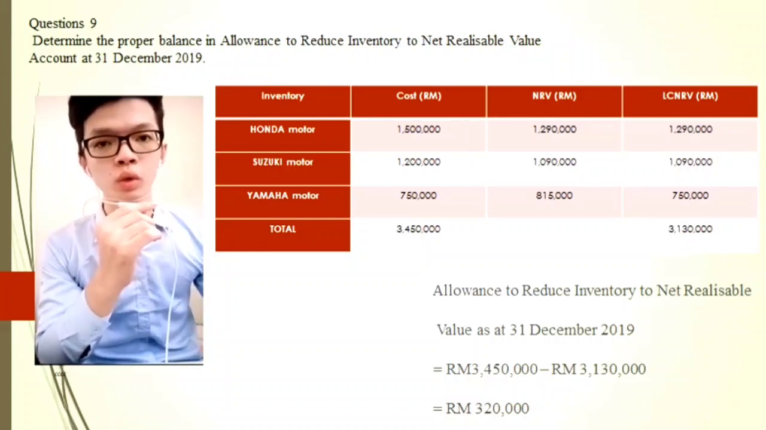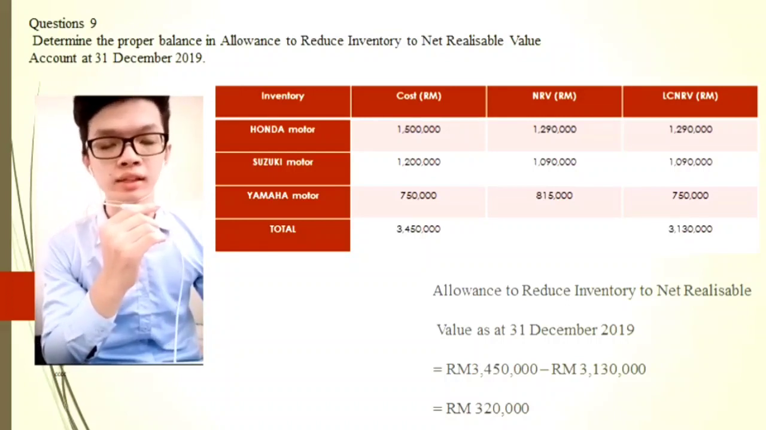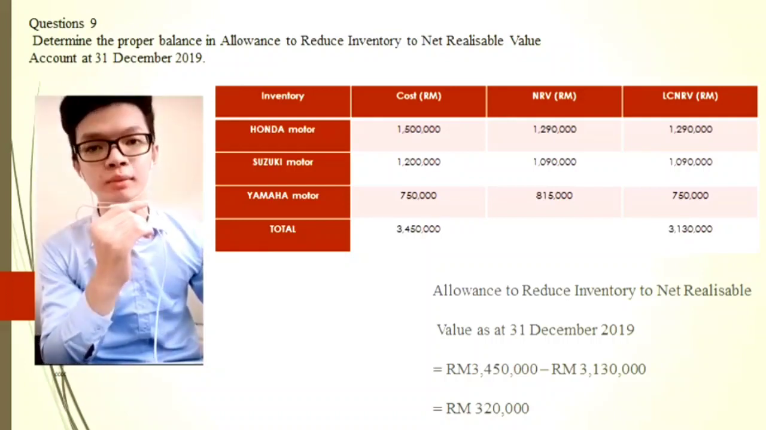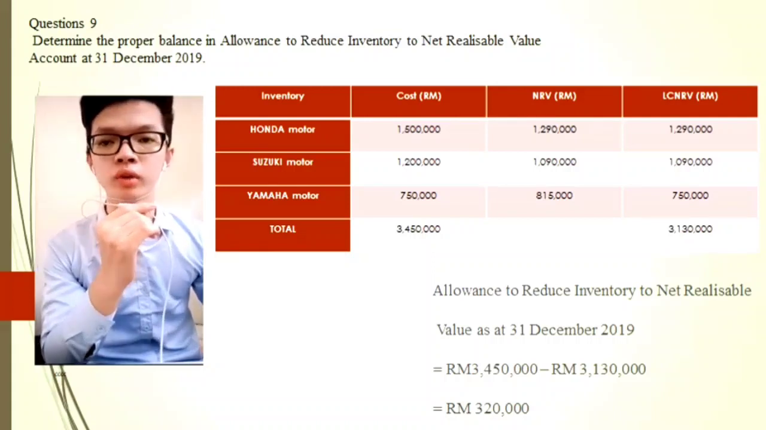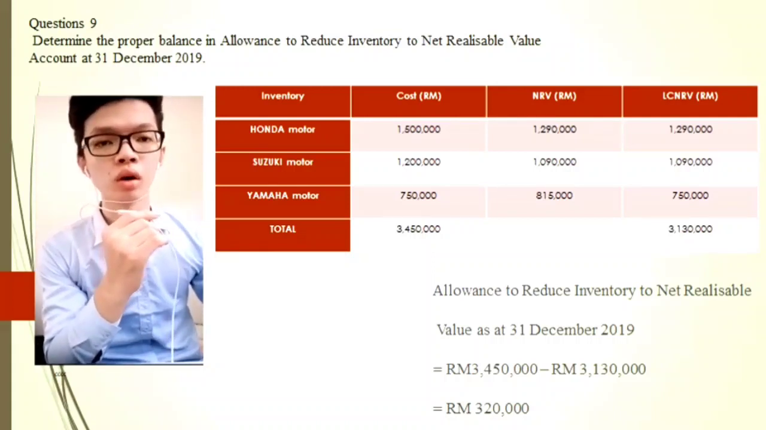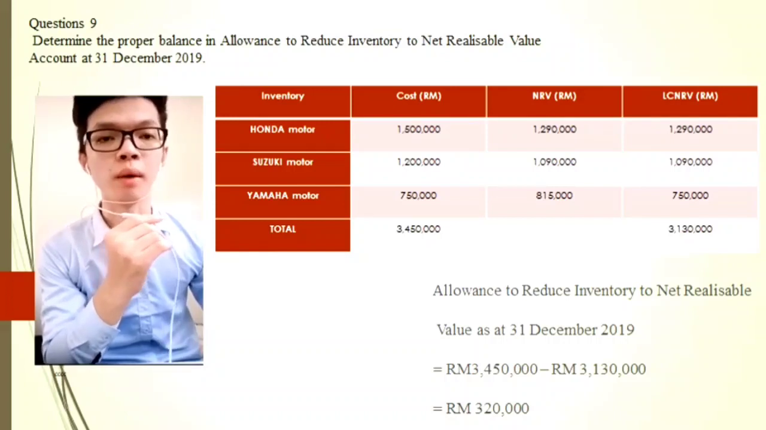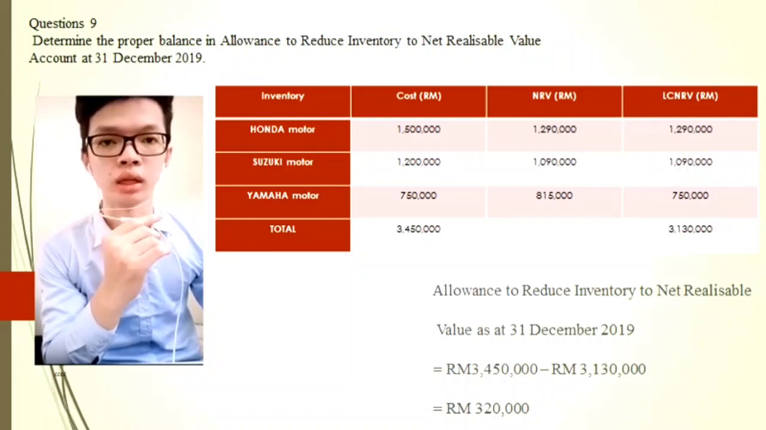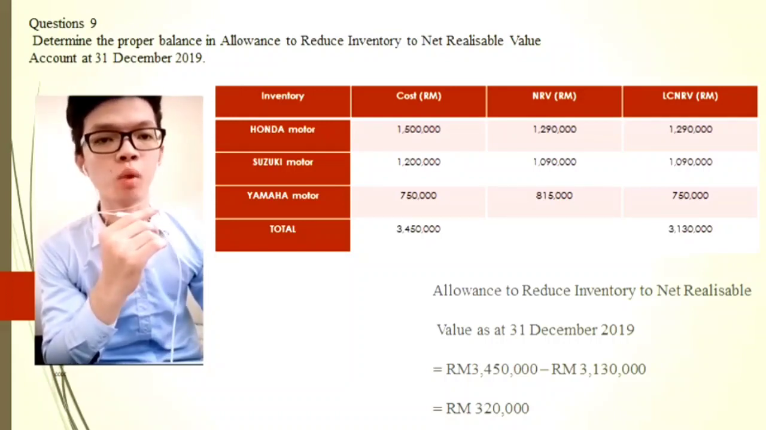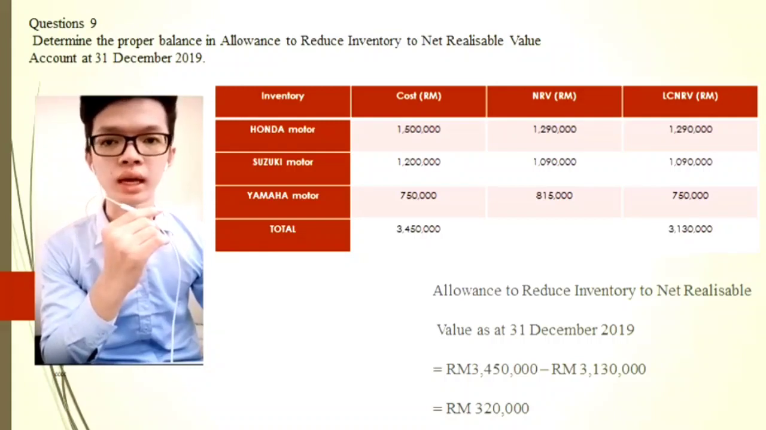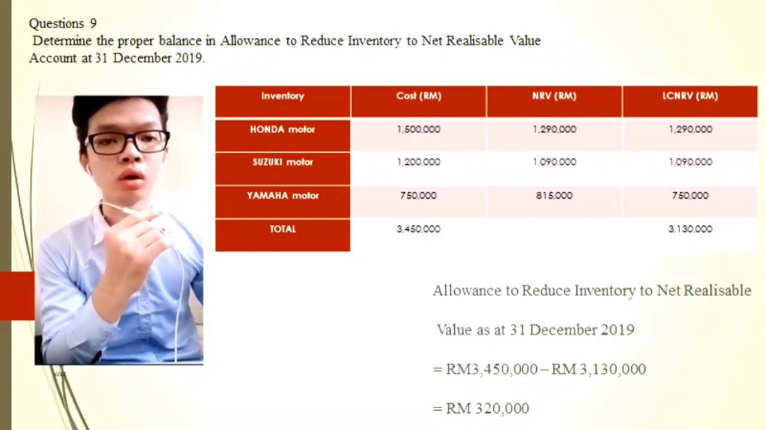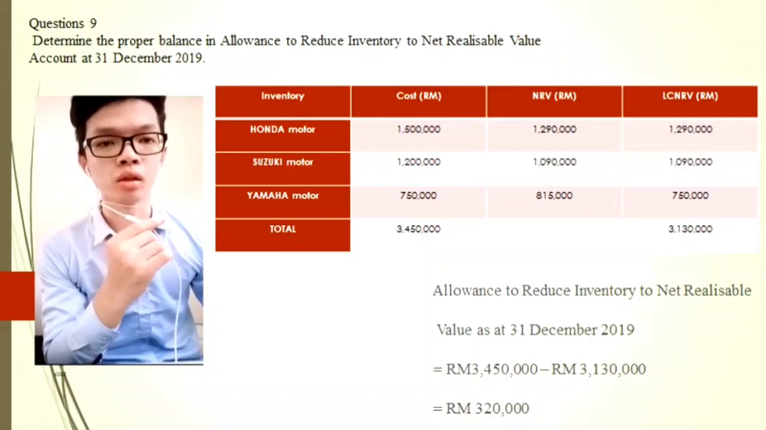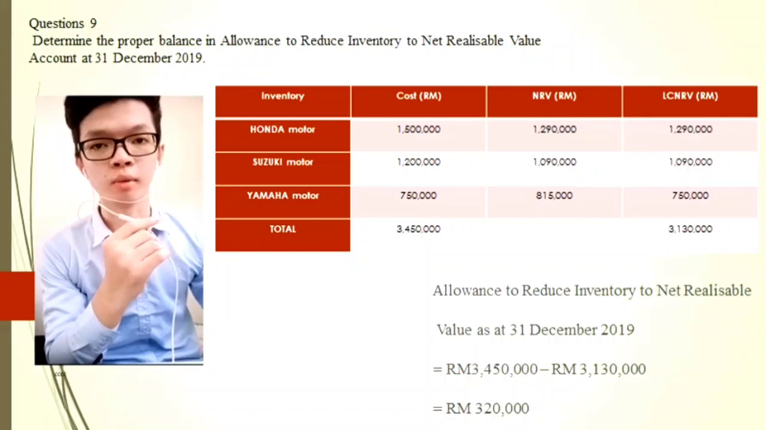Question number 9. Determine the proper balance in allowance to reduce the inventory to net realizable value. First of all, we should determine the lower of cost and net realizable value by comparing the cost of inventory and the net realizable value. For the Honda motor, the lower of cost and net realizable value is 1,290,000. For the Suzuki motor, it is 1,090,000. For Yamaha motor, it is 750,000.